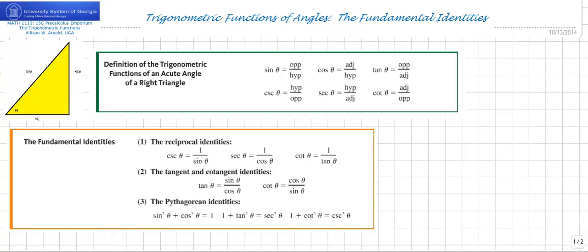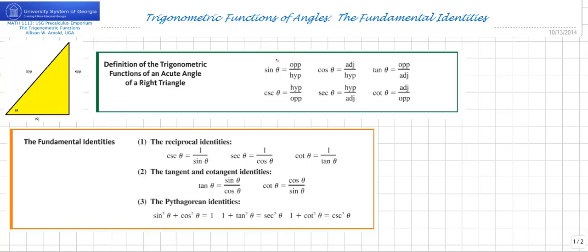Now that we've covered the right triangle definitions of the trigonometric functions, let's take a look at some facts that we can observe from the definitions themselves. We're going to call this set of facts the fundamental identities.